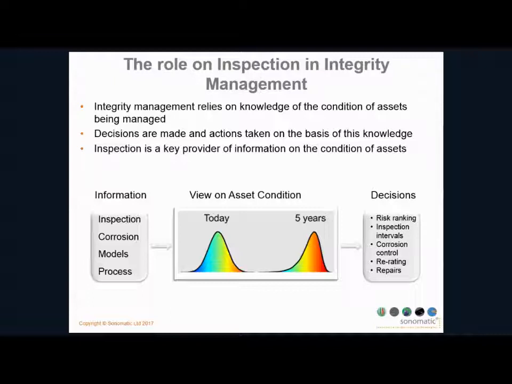Based on the view on asset condition, you're going to be taking decisions around things like risk ranking. You may want to update the RBI, for instance. You would consider changing inspection intervals. You may look at reviewing the corrosion control system application. So for instance, you may want to increase or decrease the amount of inhibitor. Certain equipment items with severe damage, you may look at re-rating, or you may need to carry out repairs.